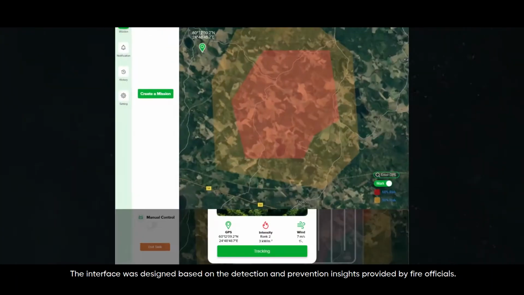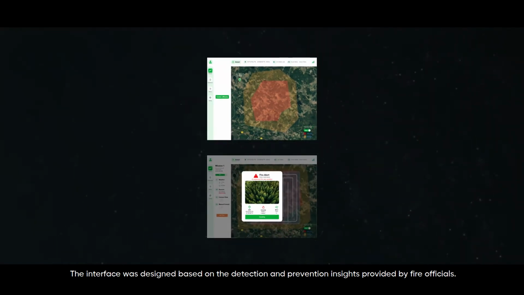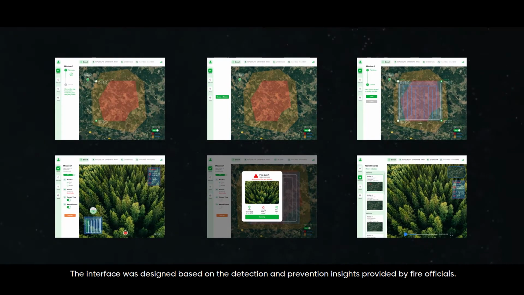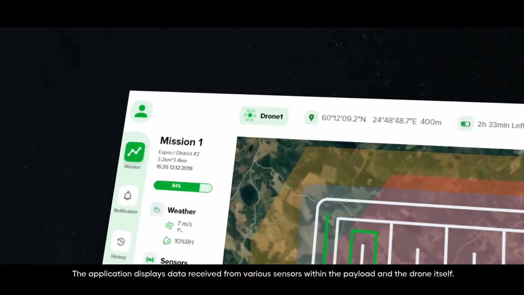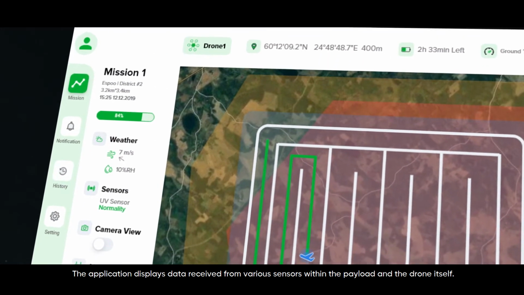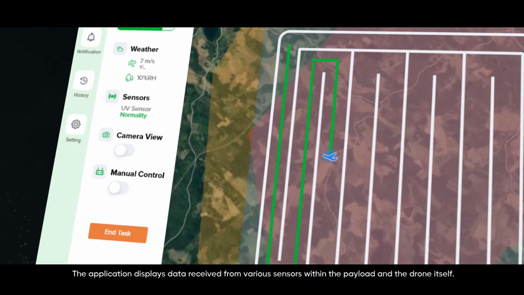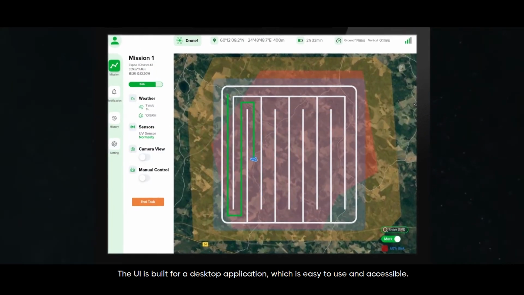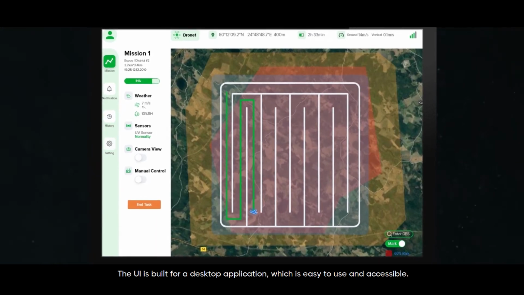The interface was designed based on the detection and prevention insights provided by Fire officials. The application displays data received from various sensors within the payload and the drone itself. The UI is built for a desktop application, which is easy to use and accessible.